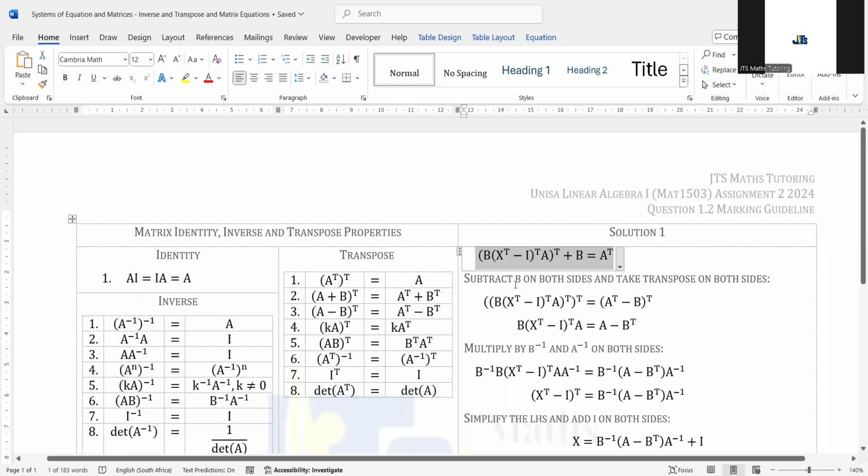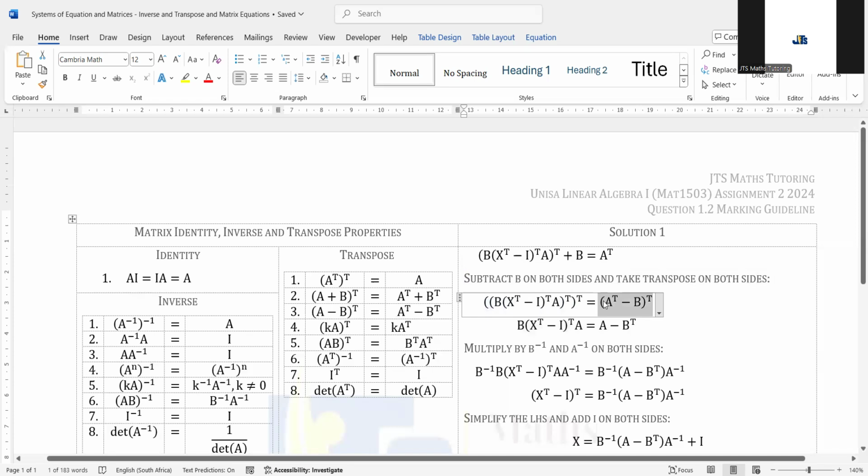All right, let's get going. Right, subtract B on both sides and take the transpose on both sides. So this is exactly what we have right here. And we know that taking the transpose of a transpose is going to yield the original matrix, which is what we have right here.